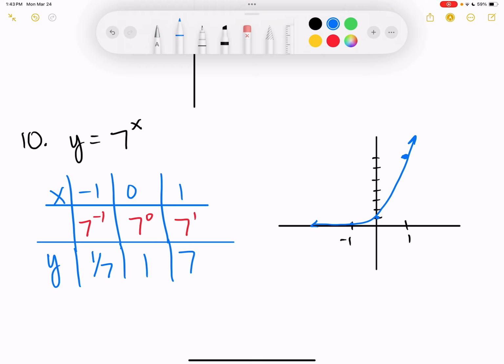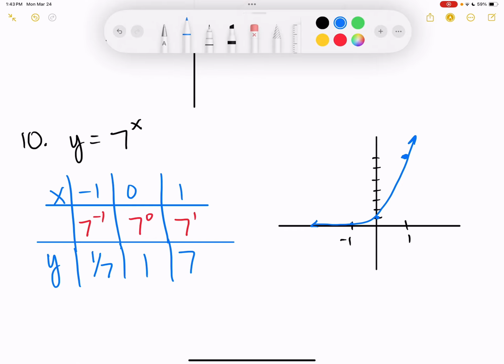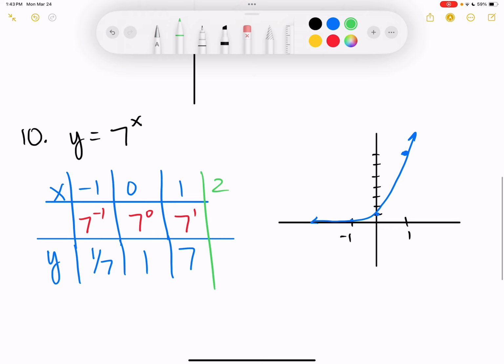Now, the reason I typically choose -1, 0, and 1 is because if I kept going, let's say I did 2, and then I had 7 squared, what is that? 49. Do you really want to put 49 on the graph? No, not really. You'd have to change your scaling altogether. You just need 3 points: one on the left side, one on the y-axis, and one on the right side, and that's more than enough to graph your function. Not to say you can't do 49 and rescale it, but that's a lot more work than just doing -1, 0, and 1.